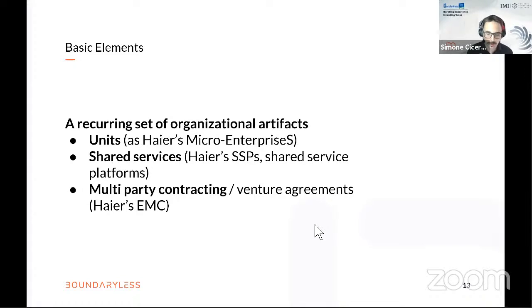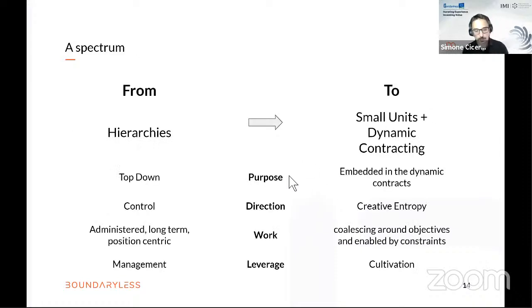Of course, Hire is much more advanced with the EMCs, but all other forms of inter-unit contracting into companies with different P&L are emerging also across other companies. And indeed, essentially, we are moving along this evolution between hierarchies and small units with dynamic contracting, and this is having, of course, impacts in many aspects of an organization, starting from how the purpose is evolving, how direction and strategy are evolving, how work is perceived, and also how leverage in terms of shaping and moving organization forward needs to be enacted. So there are major challenges in how we manage our organization as we move through this transition.